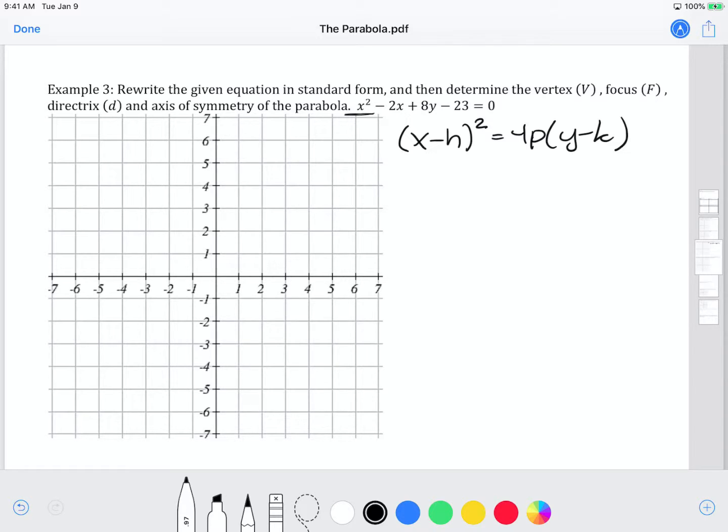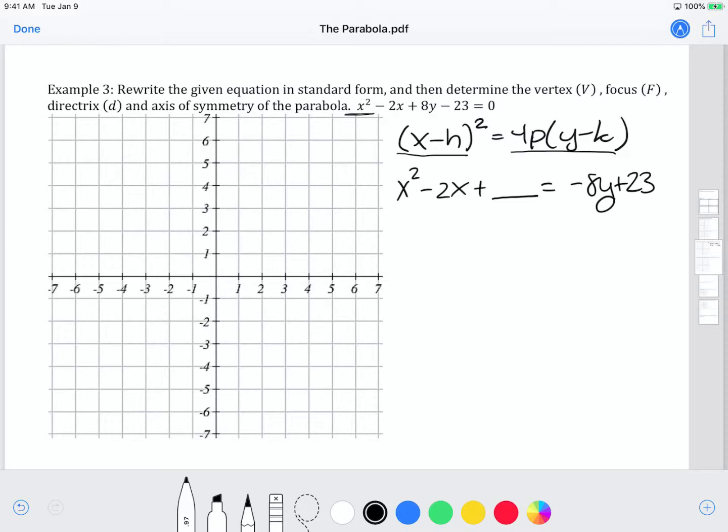So I'm going to have to complete the square for the x's and then put everything else on the other side and put it in this factored form here. So I want to get that 8y and negative 23 to the right-hand side. So I'm going to subtract both of those from each side. And I'm also going to leave a blank here because I'm going to complete the square, so I can write it as something squared. So I'm going to subtract 8y from both sides, and I'm going to add 23 to both sides.